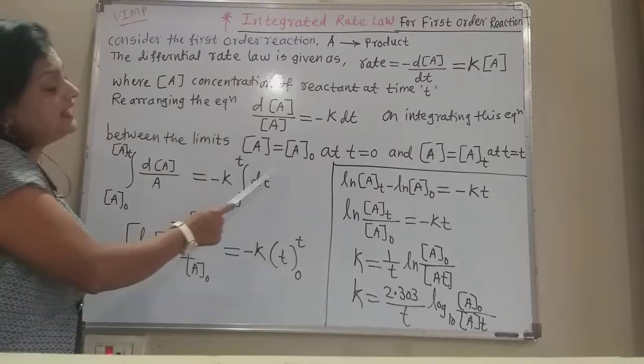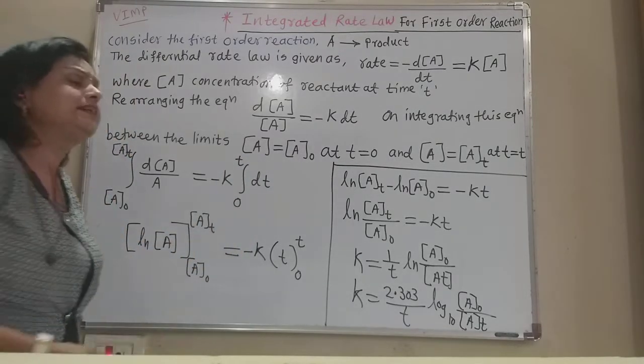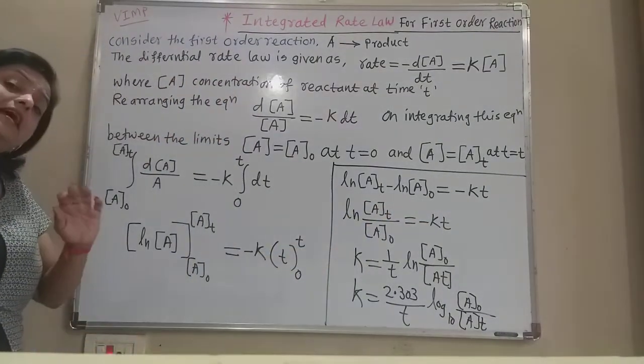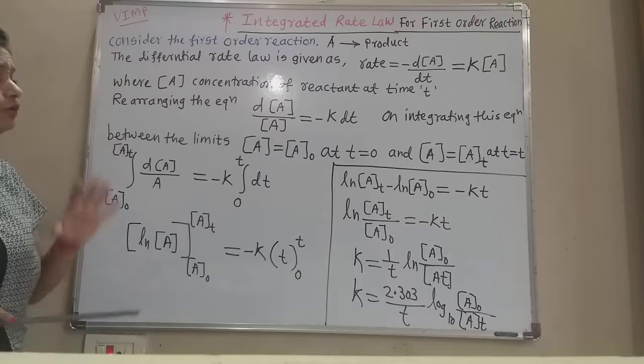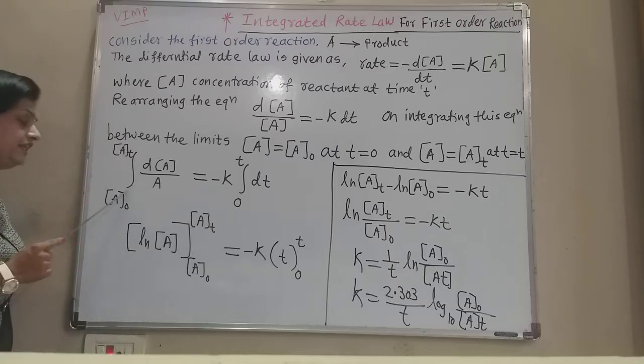Now here A0 is the initial concentration, and At is the concentration at time t. Understand that very well. Now these are the limits, so there are the limits for the integration. Now this is the sign of integration.